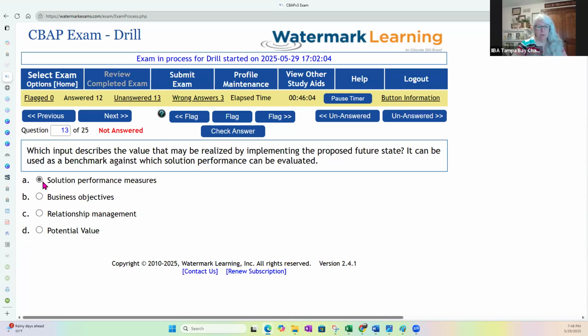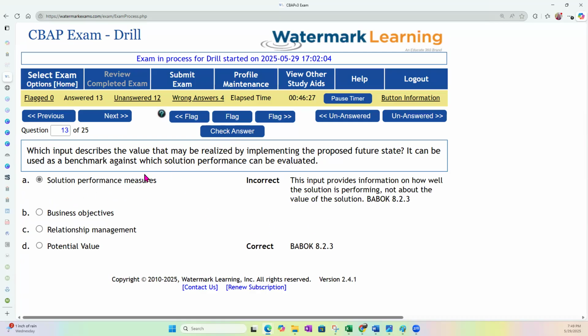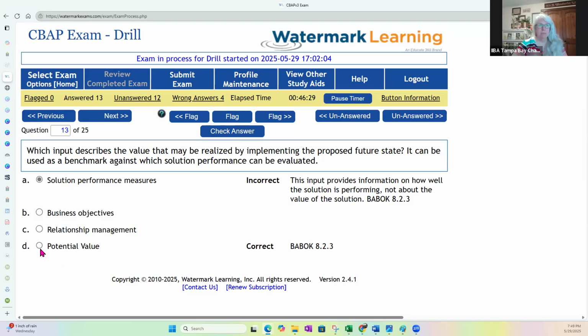Okay. I've got 2 votes. I need a tiebreaker. I'd say potential value. Okay, let's test potential value. And it is correct. Let's see why solution performance measures is not correct. This input provides information on how well the solution is performing, not the value of the solution. So this would be your KPIs, your metrics, but this talks about the value of the solution.